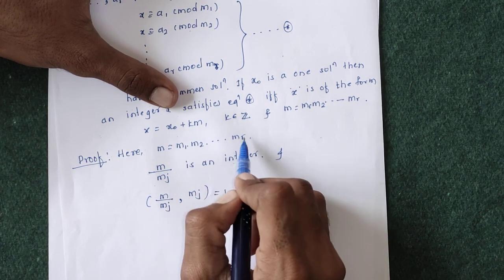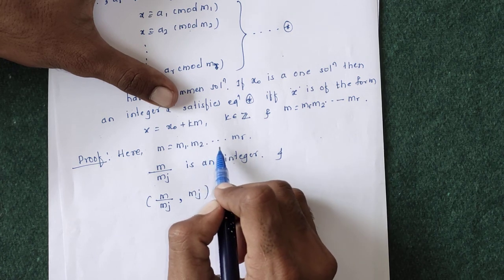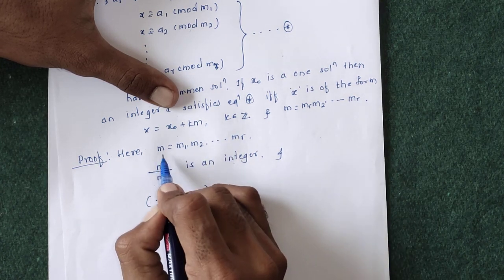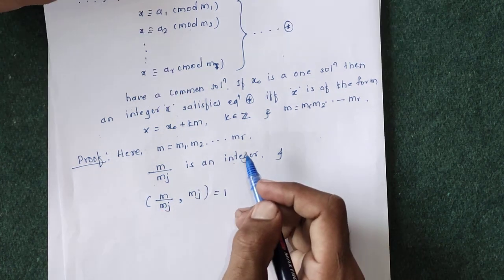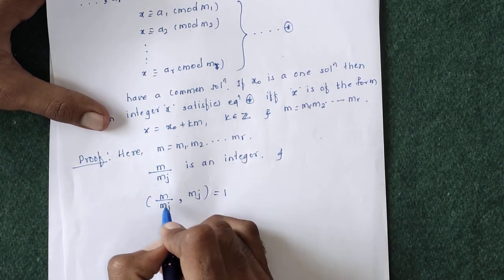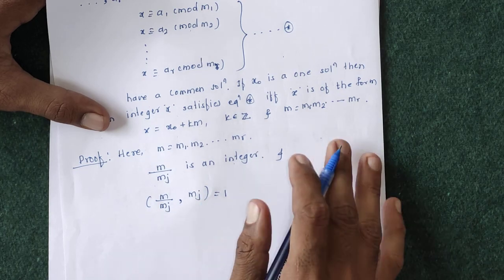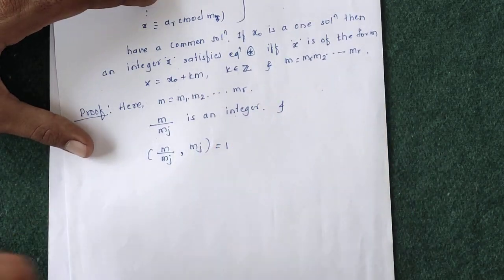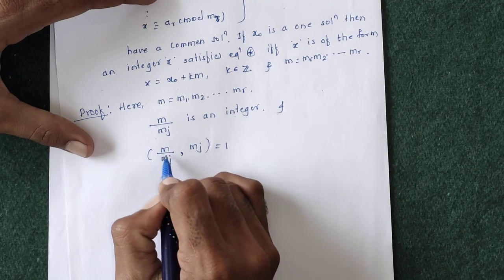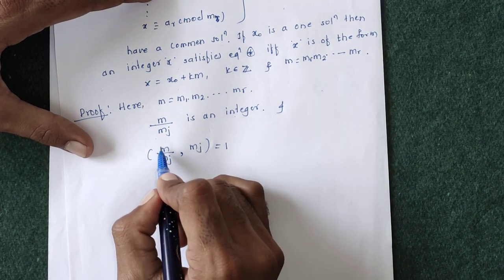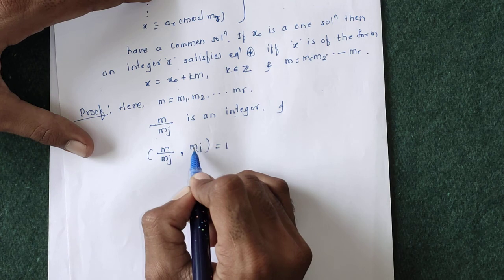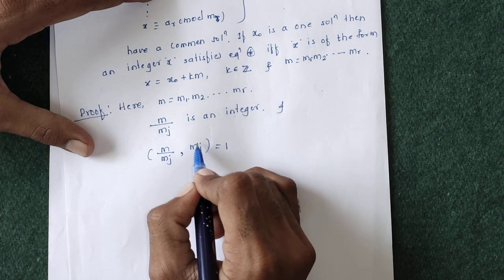If we pair this m1 with any of these numbers, then their GCD is 1. So if we divide this number by m1, getting m by m1, and take the GCD with m1, then clearly that GCD is 1. So the GCD of m by mj with mj is 1. Now we know that if the GCD of a and m is equal to 1, then the congruence ax is congruent to 1 mod m has a solution.